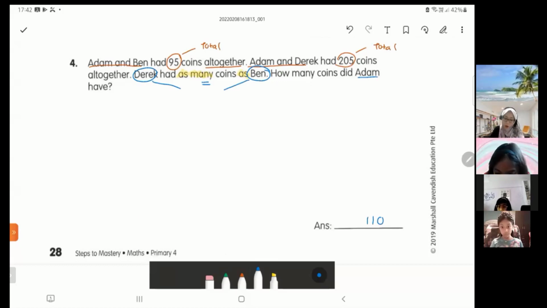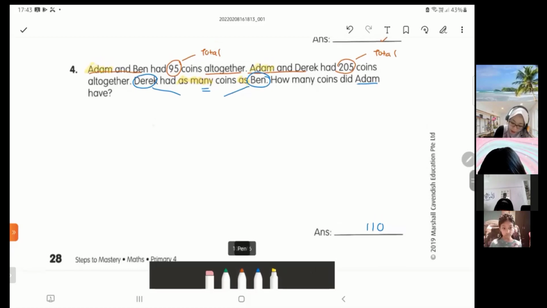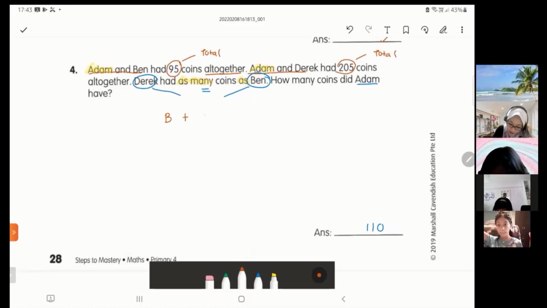Okay, this one I can't draw a model, but what I can do is list them out. There's a repeated person. Adam is repeated, right? Okay, so I'm going to write out their names. Ben plus Adam equals 95.